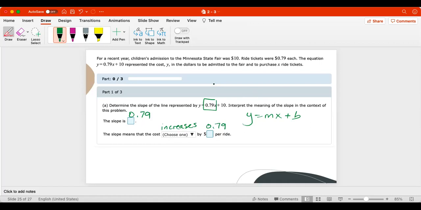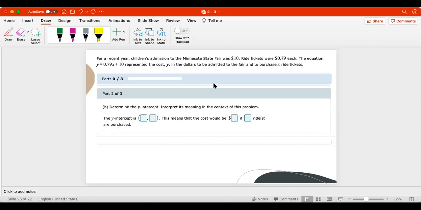Let's try the next part. Determine the y-intercept. Oh, that's easy because this is in slope-intercept form. It's (0, 10). What does that mean? Well, it's going to cost $10 if 0 rides are purchased because x is the number of rides and x here is 0. So just to get in is $10.